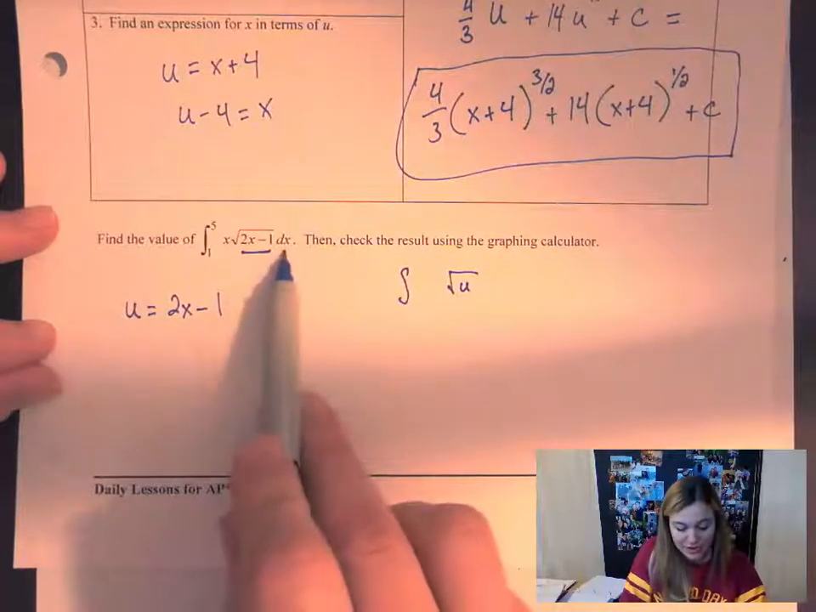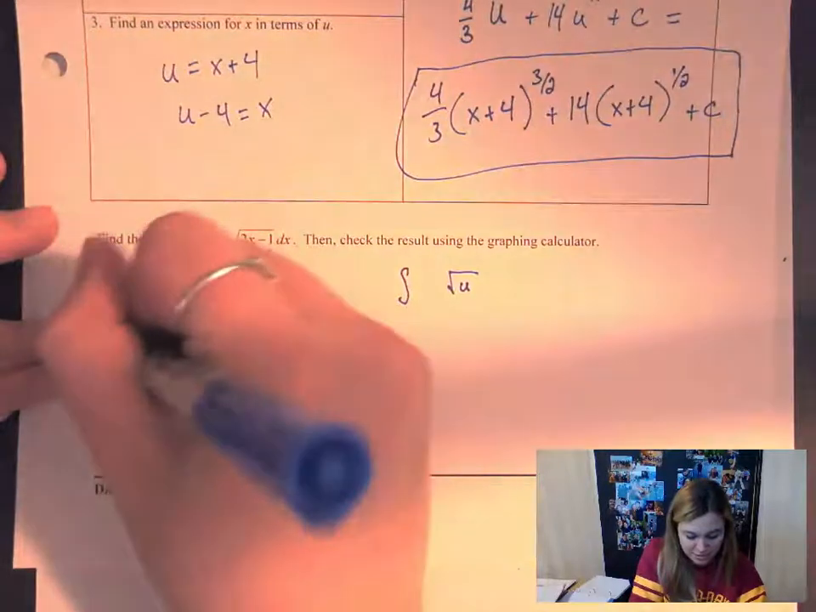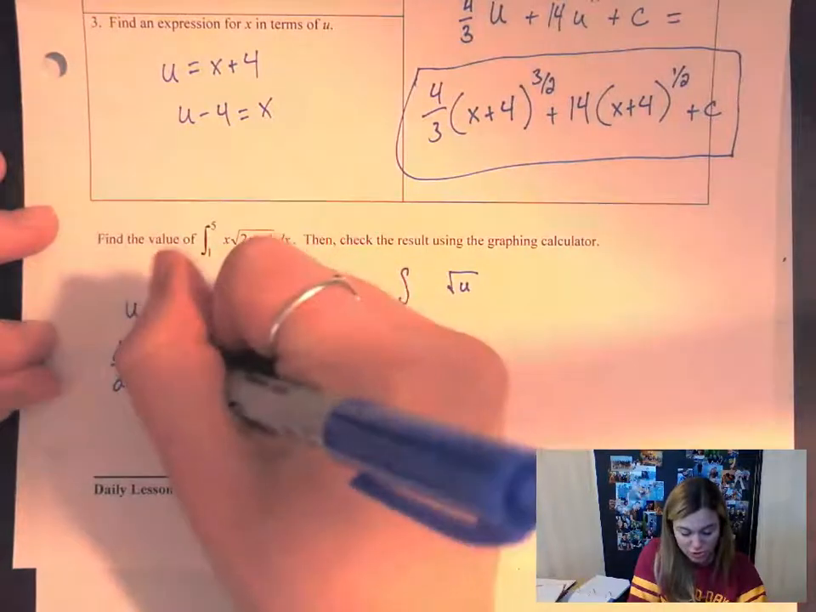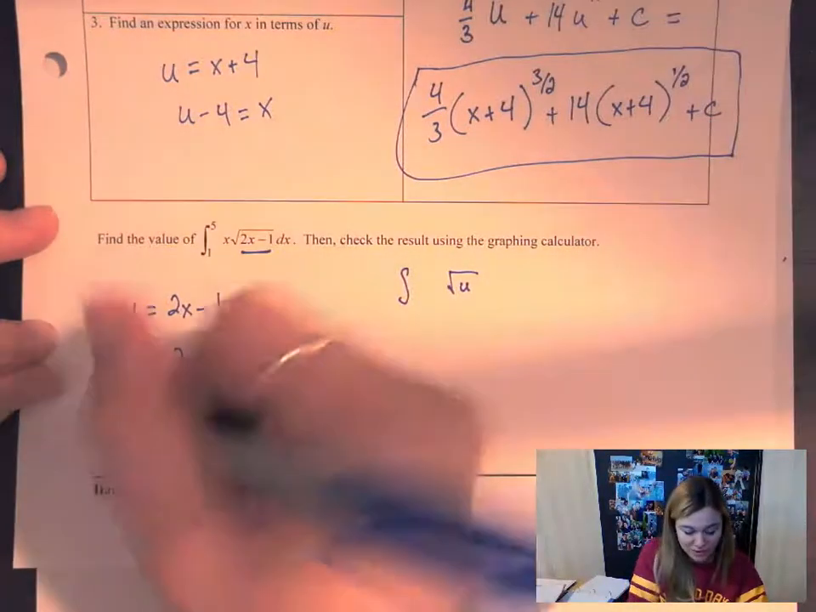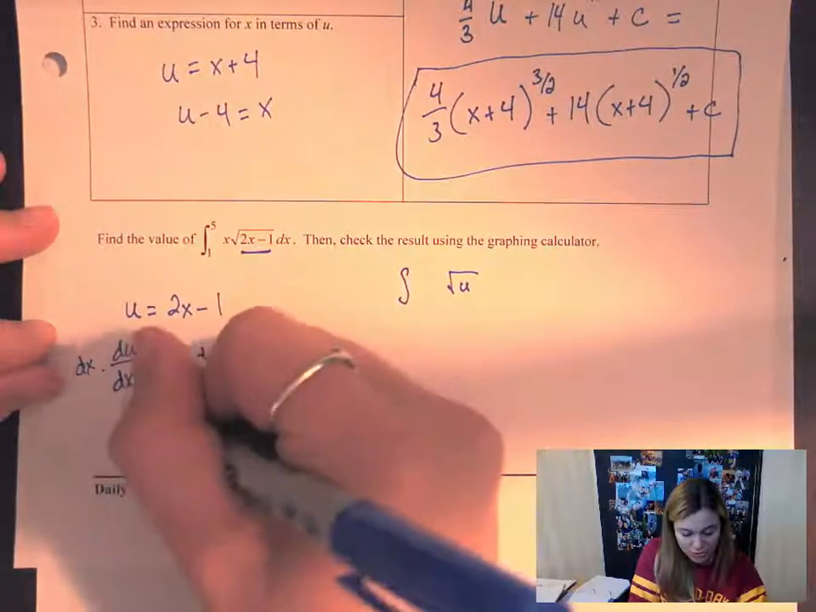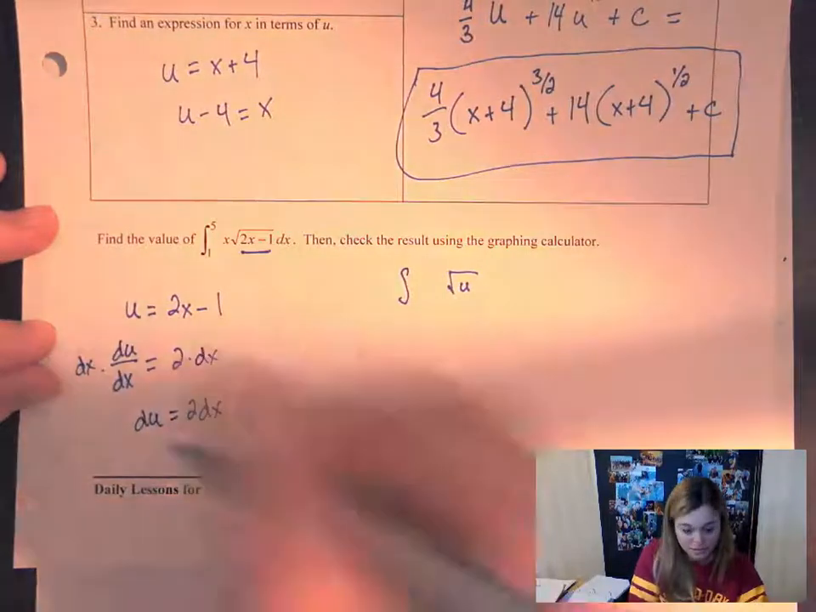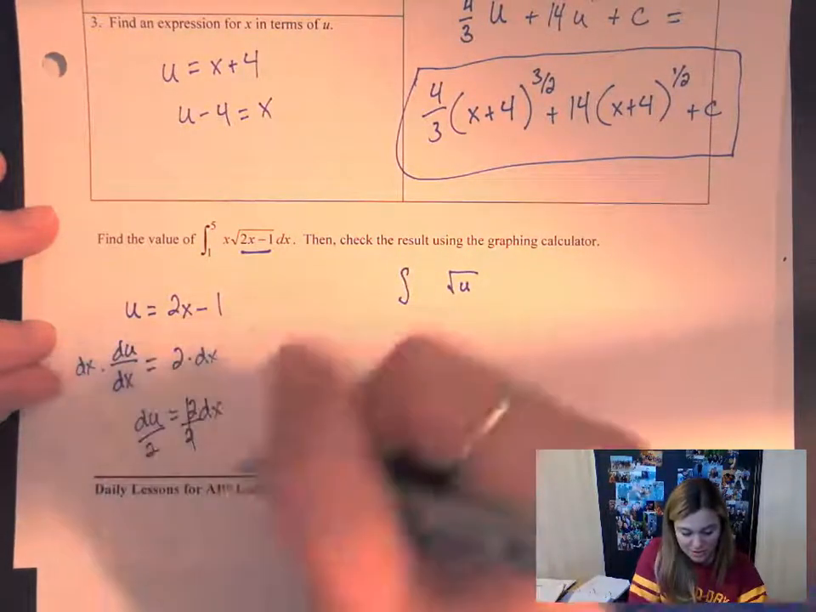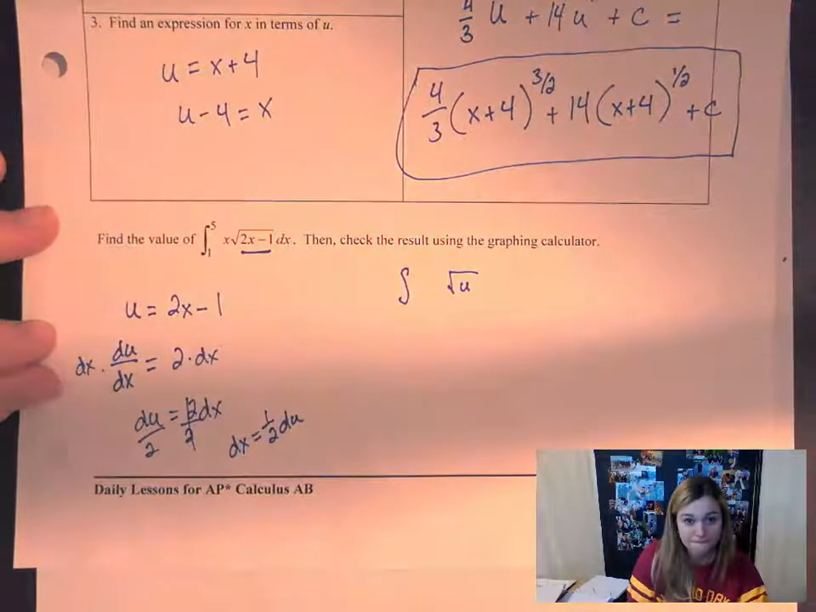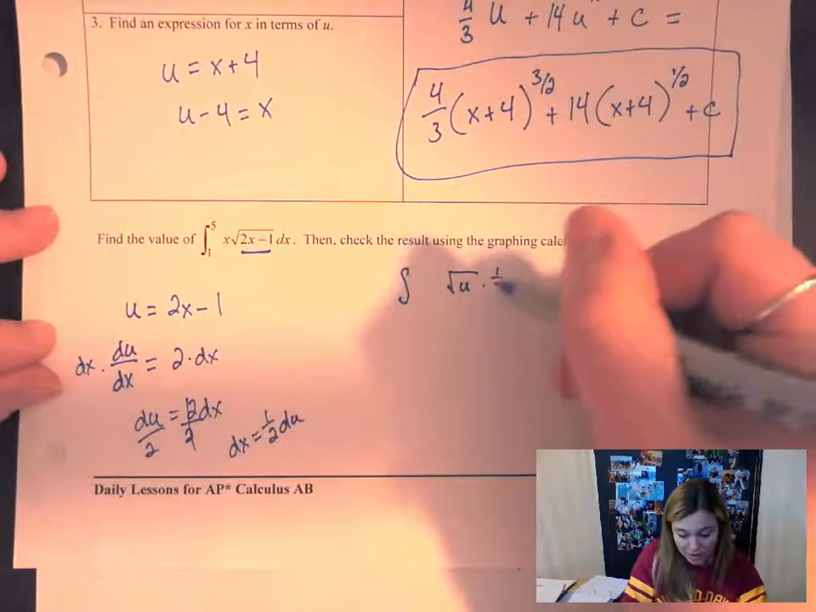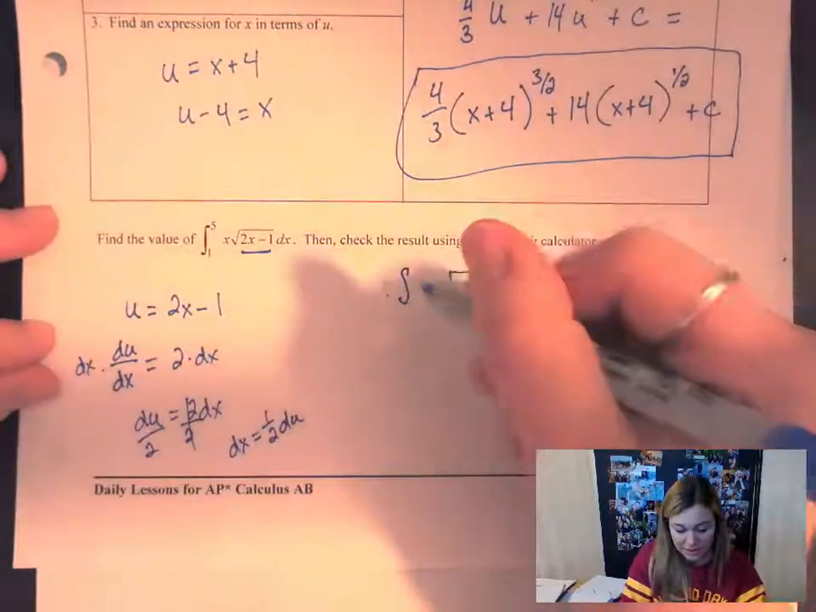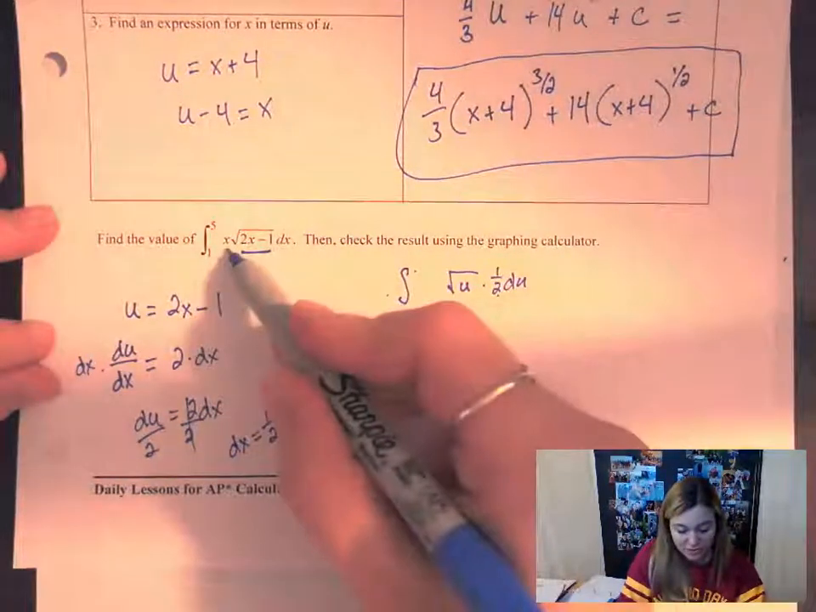The next thing I want to do is, instead of dx, take the derivative. The derivative of 2x minus 1 would be 2. If I solve this for dx, we get du is equal to 2 dx. I can divide, so dx is actually equal to 1/2 du. Over here, instead of dx, I'm going to put in 1/2 du. If you want, you can take this 1/2 out into the front, because it's going to be multiplied by everything here.